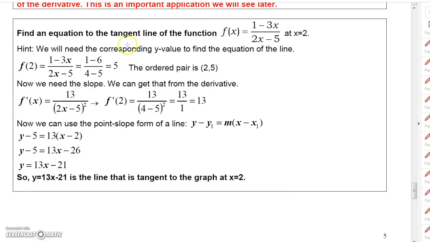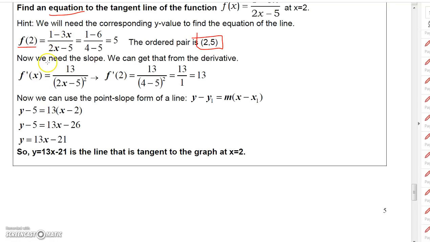Now, here I want to find an equation to the tangent line. Notice I said the equation of the tangent line of this function at x equals 2. In order to find the equation of a tangent line, I need to know the y value. So I'm going to evaluate the function at 2 to get the y value. You know how to do that. Just plug 2 in here to get the y value. So the ordered pair is (2, 5).